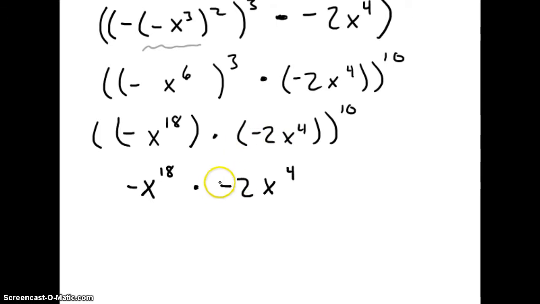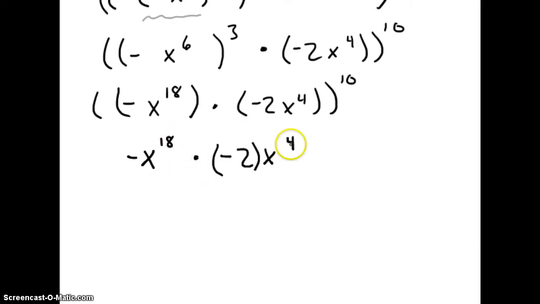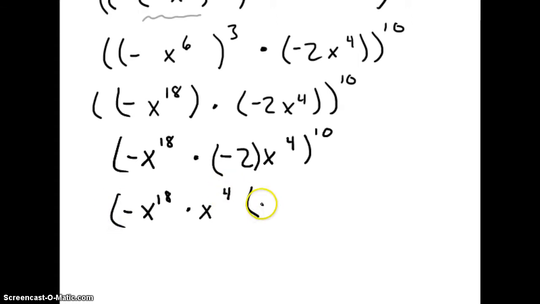I'm just using the commutative property here, so I don't really need those parentheses. Since this is a negative, I'm going to keep this in parentheses so that it's not visually confusing. I'm multiplying by a negative number here. I can use the commutative property to switch these two around. Oops, I forgot the 10th power here, and 4th power, and negative 2, 10th power.